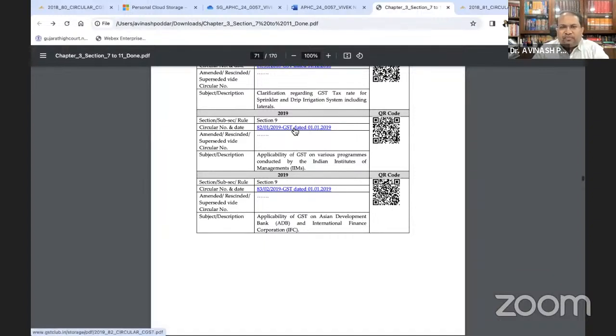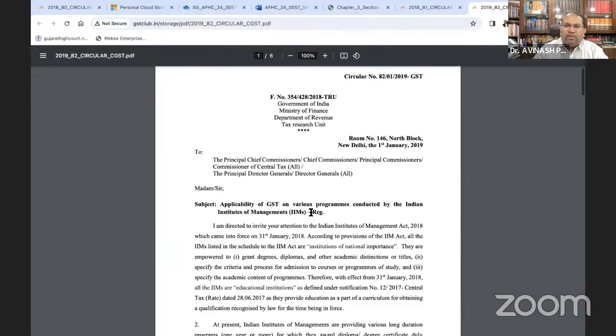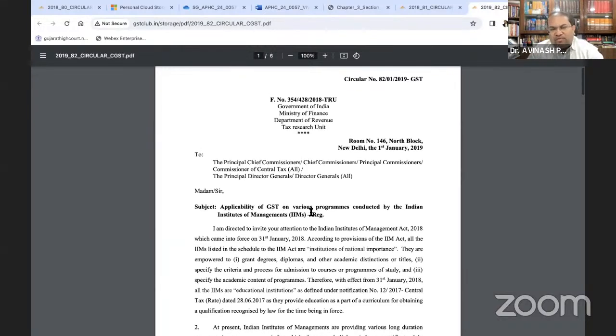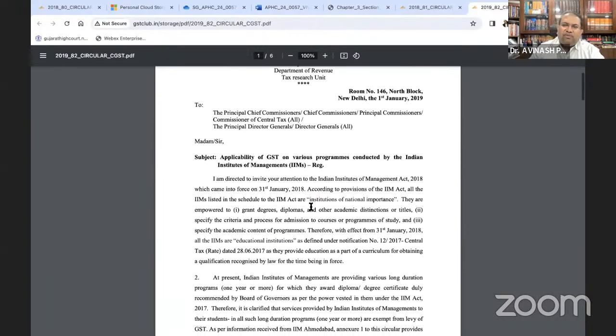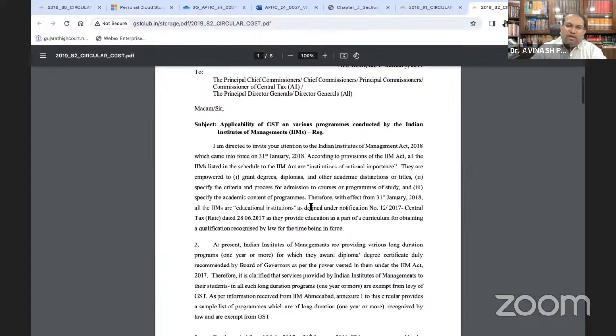Moving to the next circular, which is circular number 82 of 2019, dated 1st January 2019. This is the first circular of 2019. Applicability of GST on various programs conducted by Indian Institute of Management. See, generally it happens that we consider educational institutions and the services provided by the educational institutions are exempt. And therefore, a lot of queries, a lot of clarifications are sought time and again. So this is again with relation to the various programs.